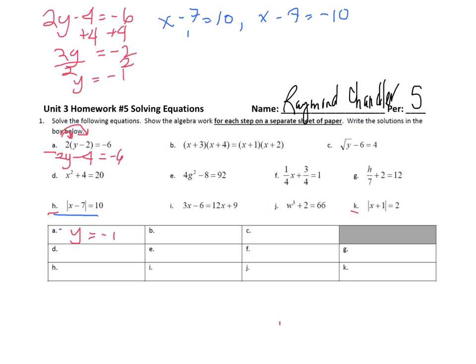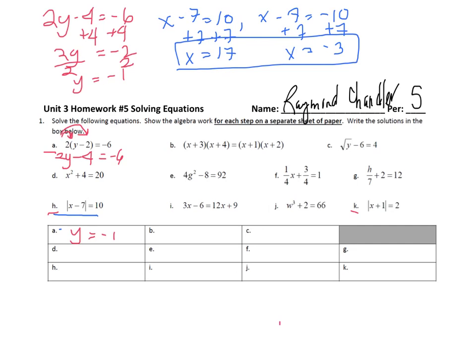So the process is the same. For instance, on x minus 7 equals 10, I add 7 to each side and I get x equals 17. If I add 7 over here, however, I get x equals negative 3. So my answer is negative 3 and 17 for H. So you have to watch out for that for K as well.